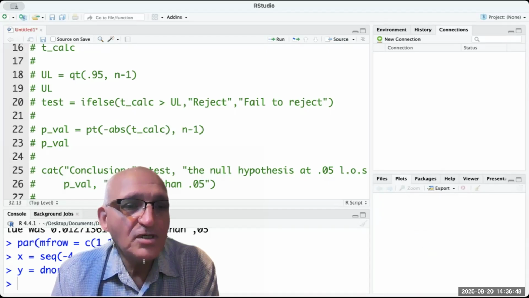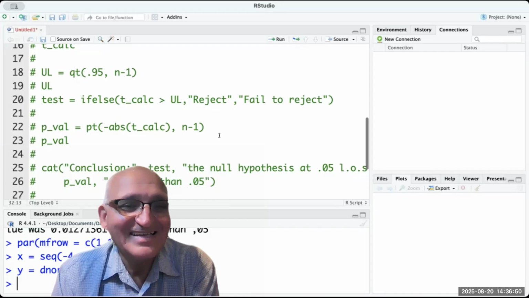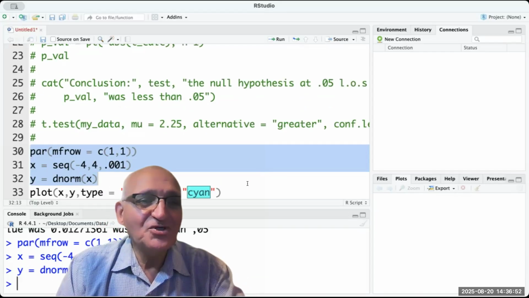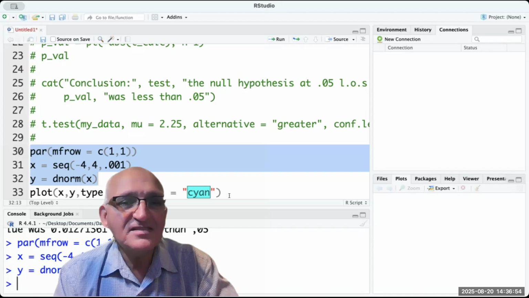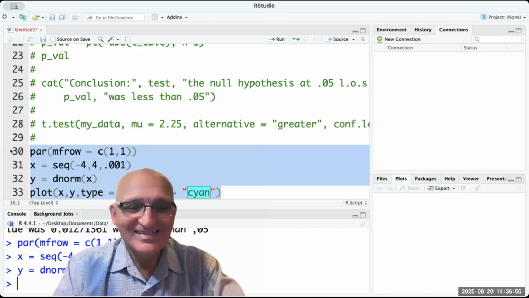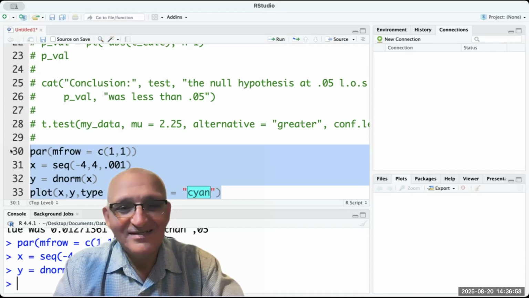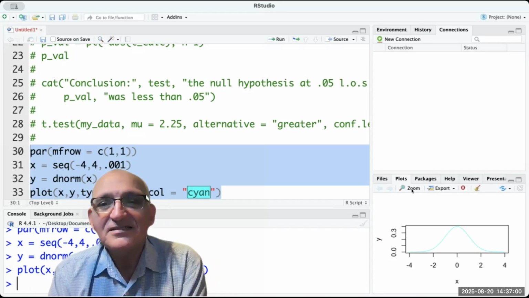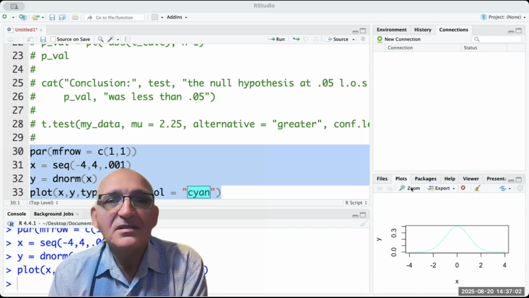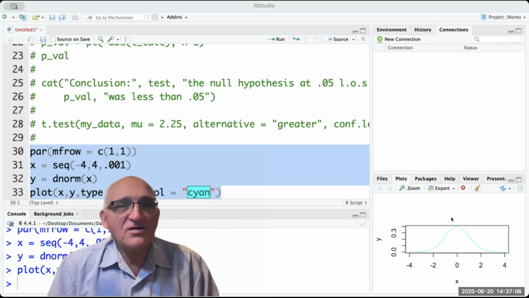oh, I never said plot. That's why I didn't get anything. Yeah, I showed you. Oh, no, I said plot. Oh, I didn't select the plot. That's why. See, I'm getting old. Here it is. You can zoom, and it shows you in cyan a normal distribution graph.